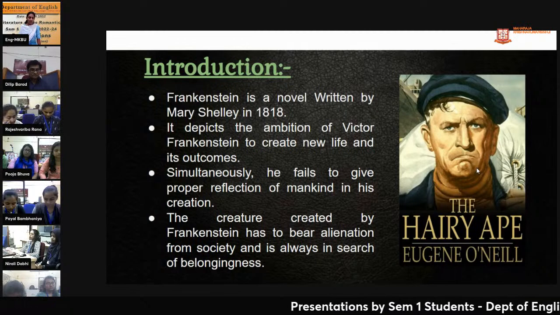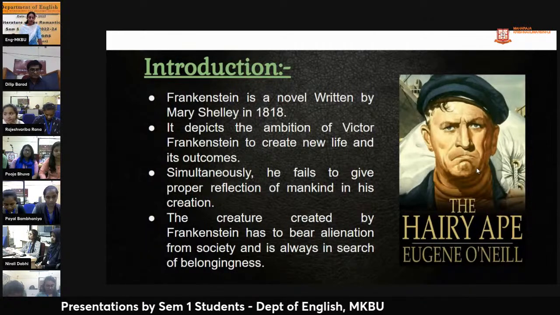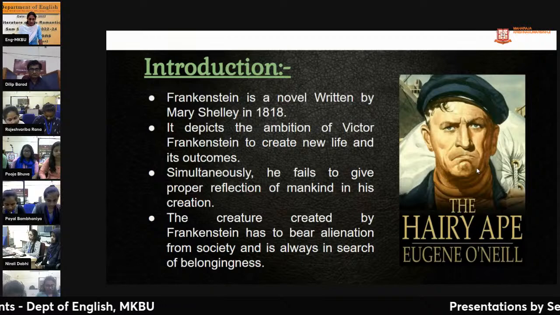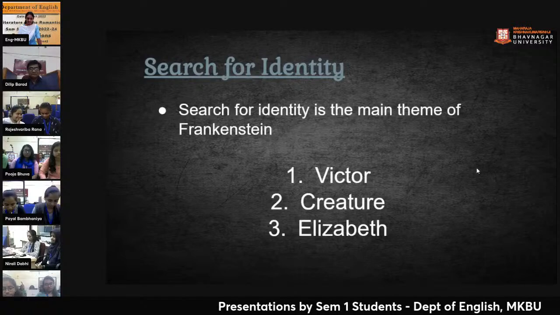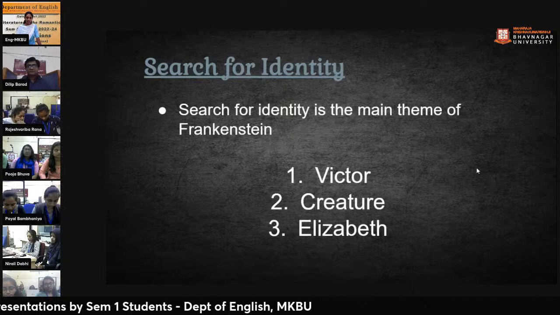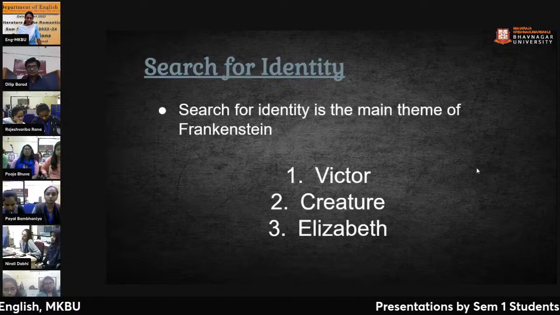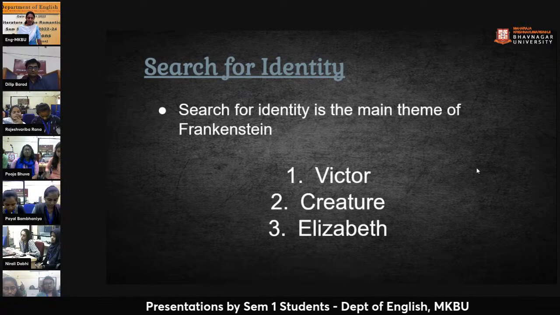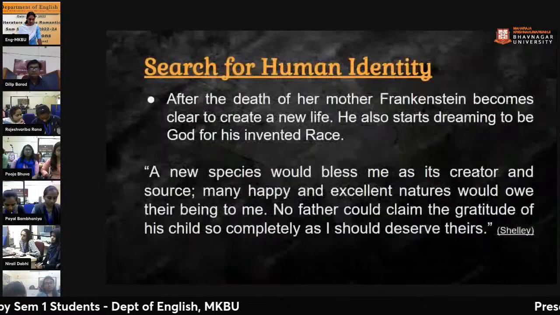Throughout the life, whatever years he has lived, he always has to search for his own belongingness, where he is from, where he belongs. So in the novel Frankenstein, as per my point of view, there are three identity searches. First of Victor's, then second of the creature, and the third one is Elizabeth's. It is minor, but I consider it a search for identity in a major way.